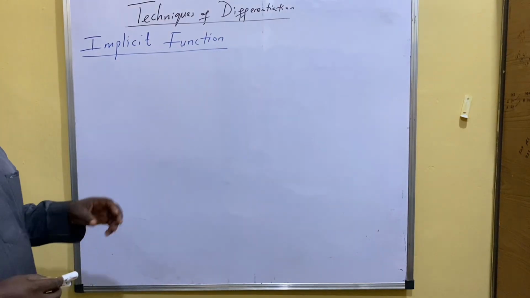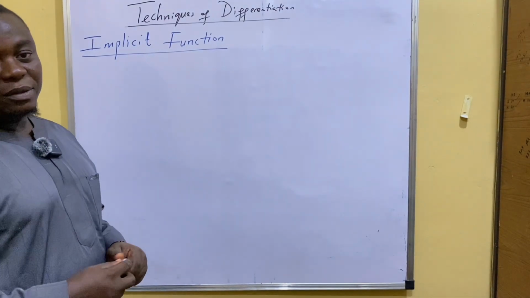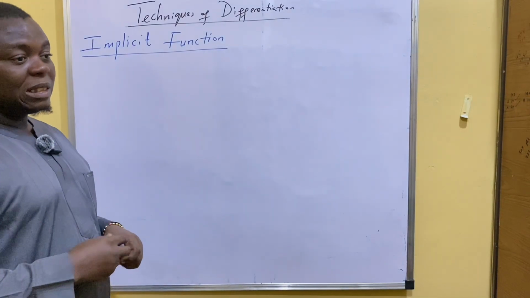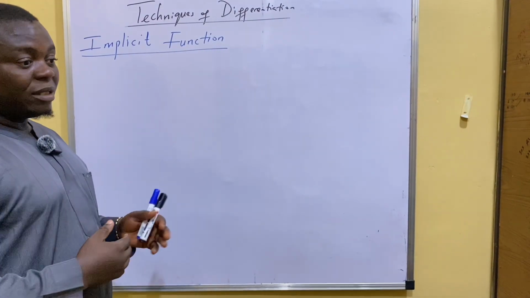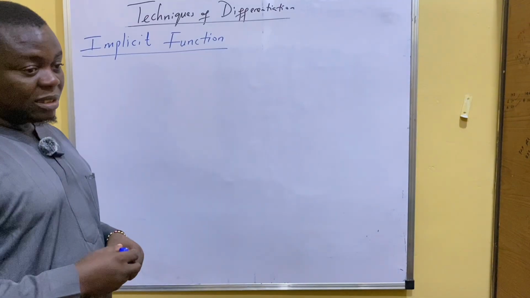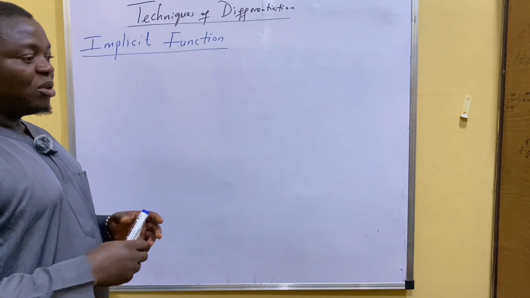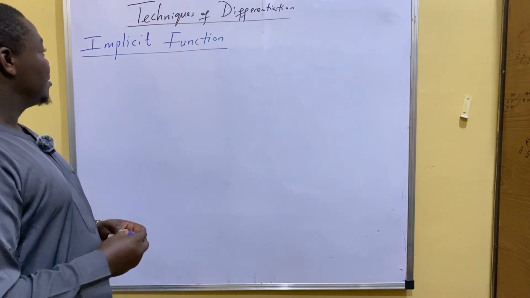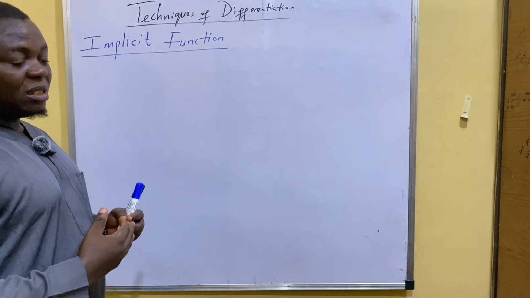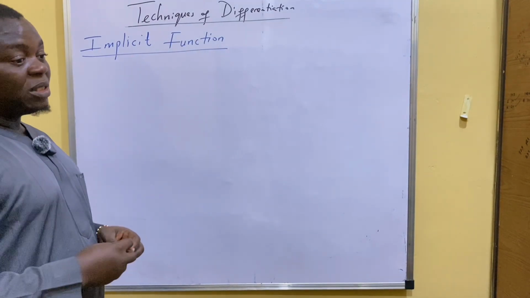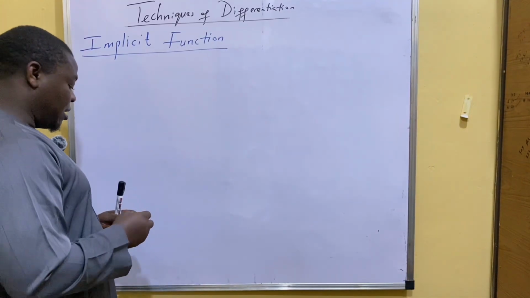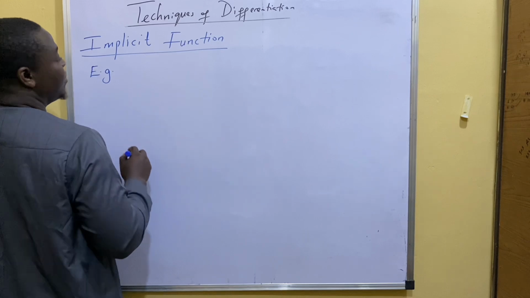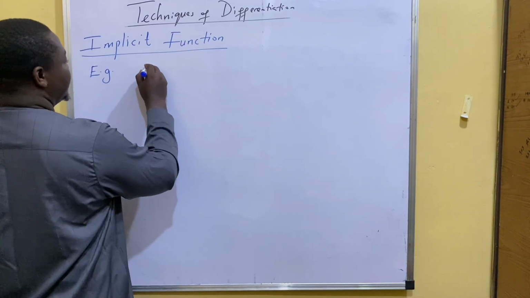So now we need to discuss implicit functions. Sometimes it is difficult to separate the variable x from y. All the functions that we have been working with so far are explicit functions because we can easily separate the variable y from x. But if it is difficult for us to separate the variable y from x, then we have what we call an implicit function. So let's take an example of an implicit function and see how we find its derivative.